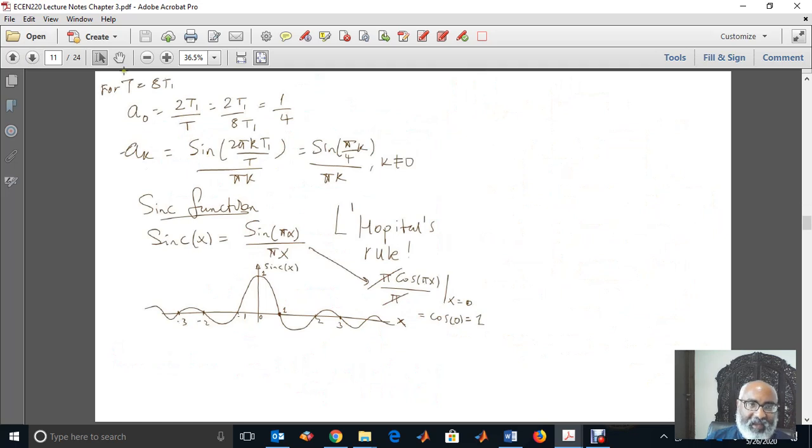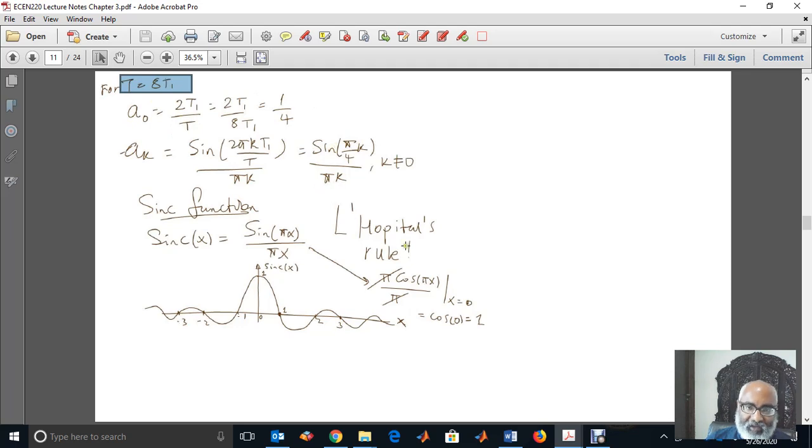If capital T is 8 times T1, for example, then a_0 is 1 over 4, and a_k will be sine of pi k over 4, over pi k, for k different from 0. Why do we say k different from 0 here? Because when k is equal to 0, this will be sine of 0 over 0, which is 0 over 0, undefined. That's why usually we solve the DC part at the beginning.